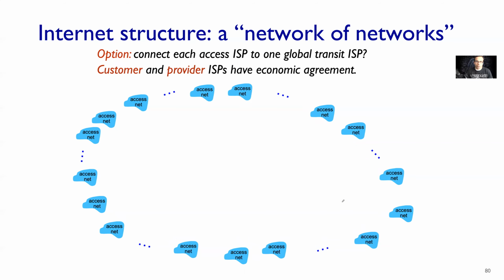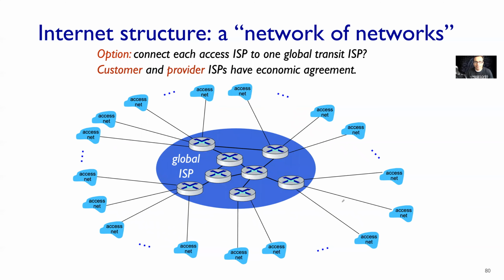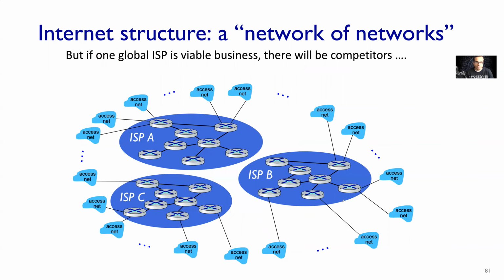Okay, so then what do we do? Could we have a single global ISP that connects all the other access networks? Sure, on paper, yes. But in practice, what would a global ISP look like? Who would run it? And why should there only be one? Wouldn't it make sense to have some sort of competition? Going back to the capitalist society that we live in, there would be a need to have multiple such global ISPs interconnecting all these access networks together.